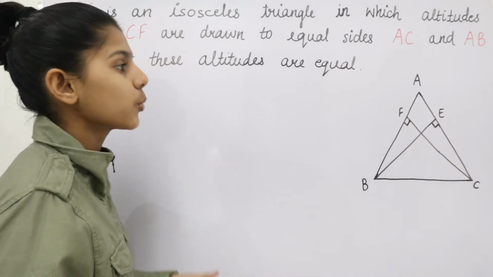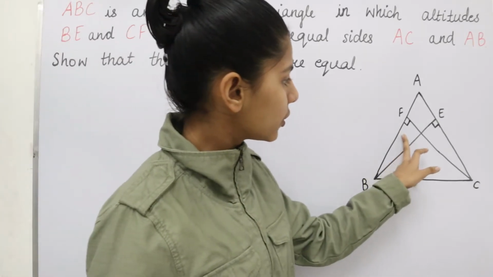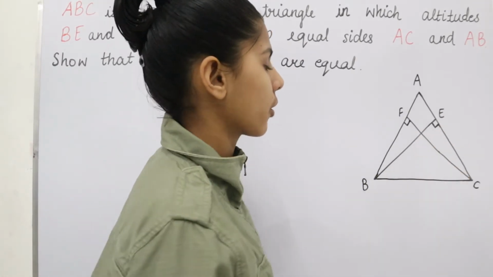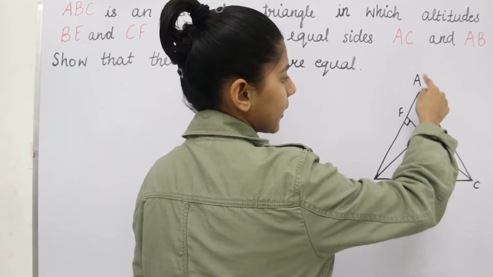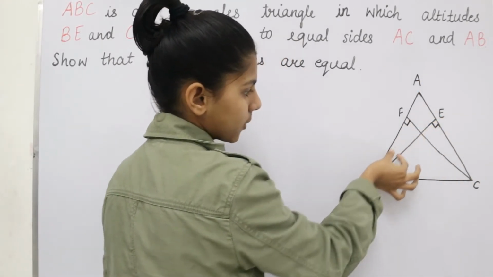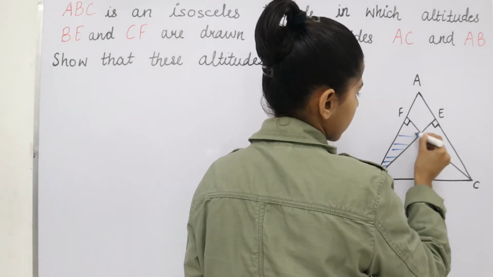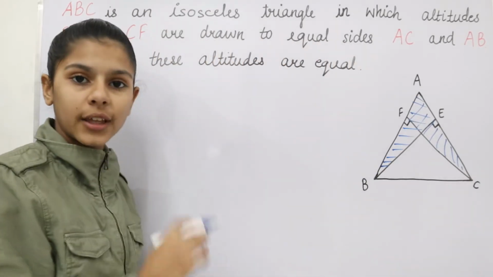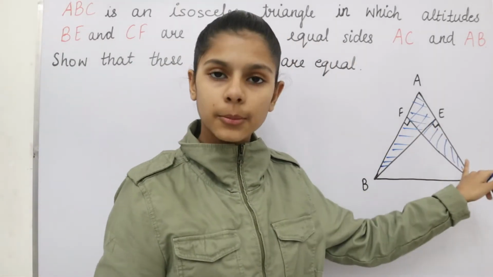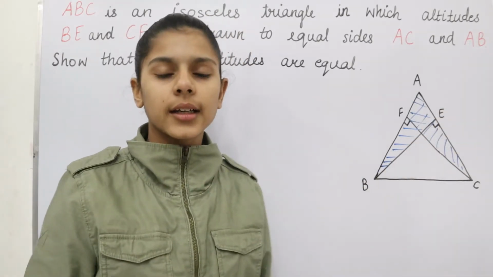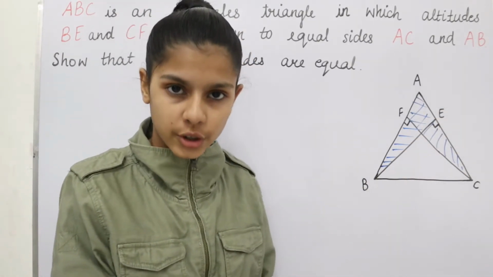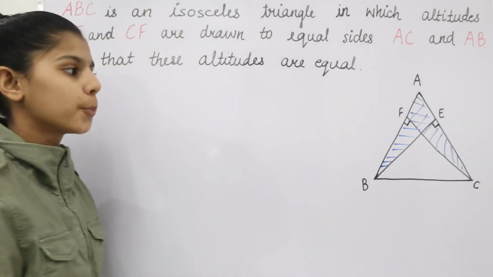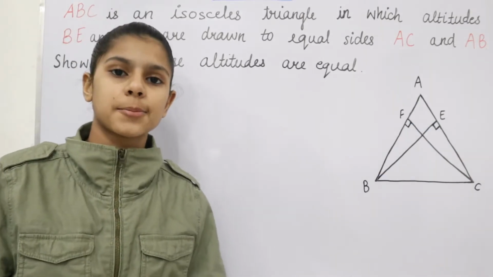So what we have to actually do in this question is prove these two triangles congruent. Because when we prove these two triangles congruent, which triangles? ABE and AFC. These both triangles, this portion, this triangle and this triangle. So we need to prove them congruent, because when we prove them congruent, then automatically by CPCT, corresponding parts of congruent triangles, the altitudes will also be equal. So first we have to prove them congruent. So friends, let's begin with the solution.